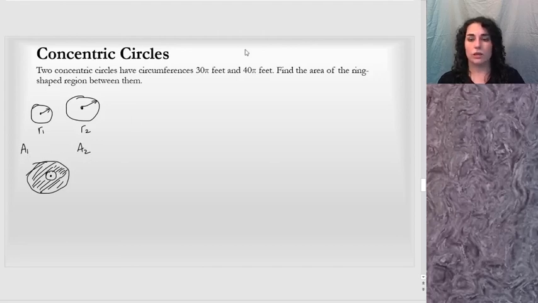Why am I bringing up area? Well, they brought up area, really. Find the area of the ring-shaped region between them. Okay, so this is some geometry from a while ago. We're given circumferences and we're given area. Let's recall the circumference of a circle is 2 pi times r. The area of a circle A is pi r squared.